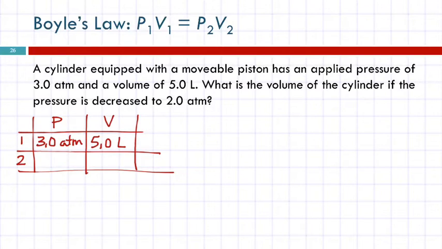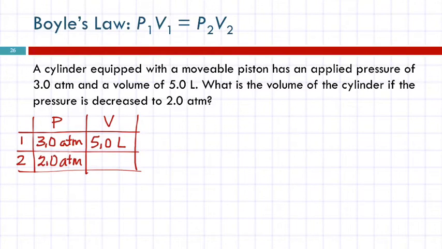I made my table too big. Let's fix it up there. And we move on. What is the volume of the cylinder if the pressure is decreased to 2 atmospheres? Okay, 2 atmospheres is the new pressure. There's been some change. We decreased it. And so 2 atmospheres, I want to put that in the pressure column because it's a pressure. And then I have a blank. I've used up all the numbers in the problem, and I have an empty square.